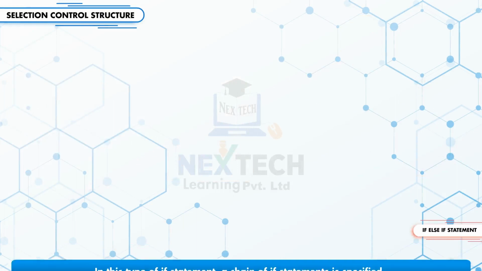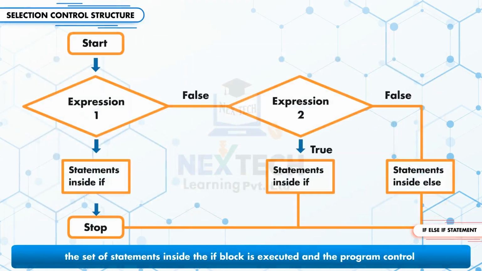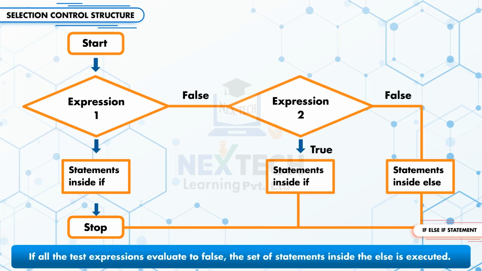If-else if statement. In this type of if statement, a chain of if statements is specified. That is why it is also known as if-else if ladder. The if statements are evaluated in order until one of the if expressions is true. When the test condition evaluates to true, the set of statements inside the if block is executed and the program control shifts outside the if-else if ladder. That means the rest of the ladder is bypassed. If all the test expressions evaluate to false, the set of statements inside the else is executed.